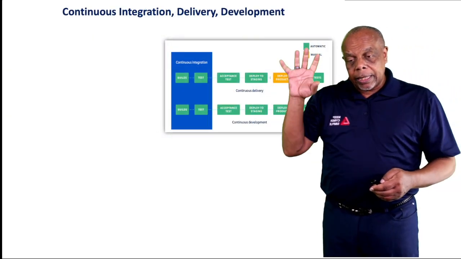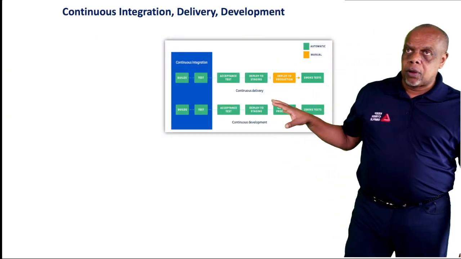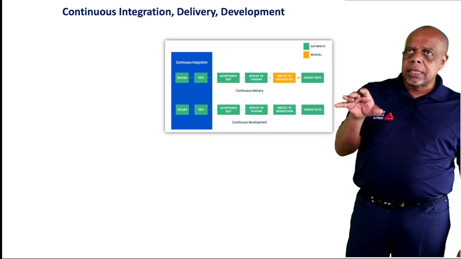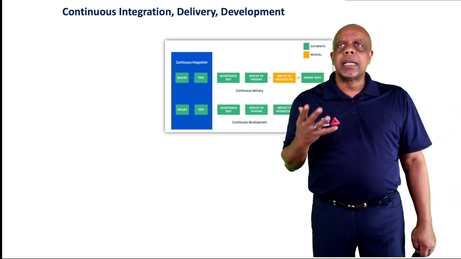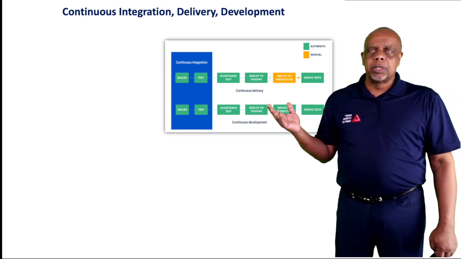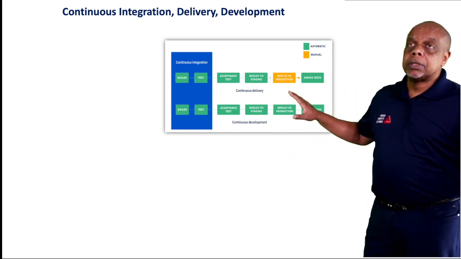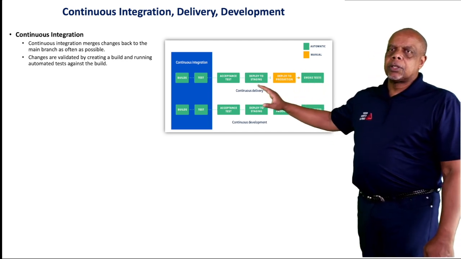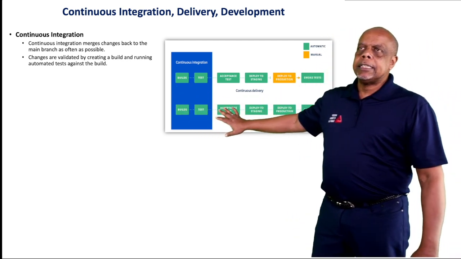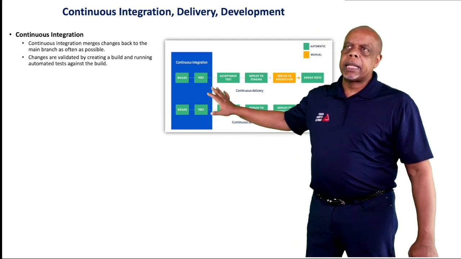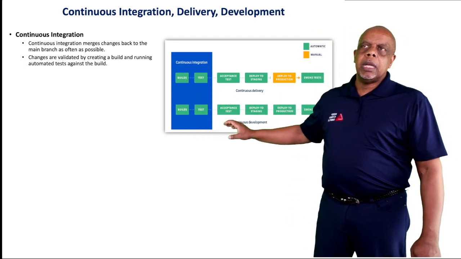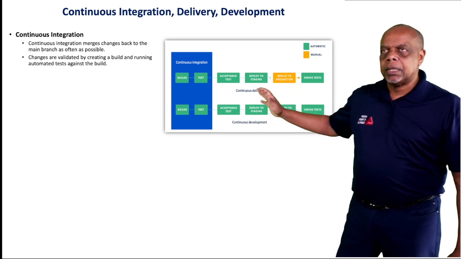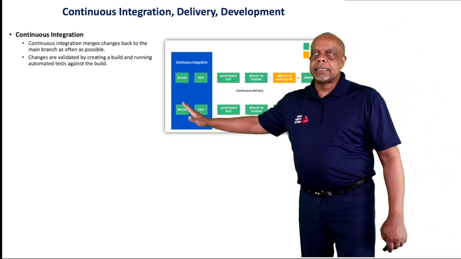So now when we look at Agile, one of the things that has grown out of Agile is CI/CD: continuous integration, continuous delivery, continuous development. What does that mean? CI, continuous integration. What we're doing here is continually integrating and merging changes back into the main branch as much as possible. Be sure that these changes are validated by creating a build and running an automated test against the build.